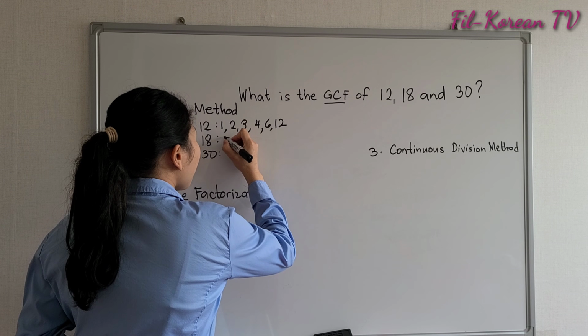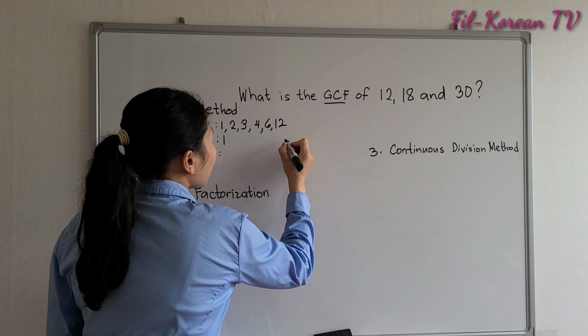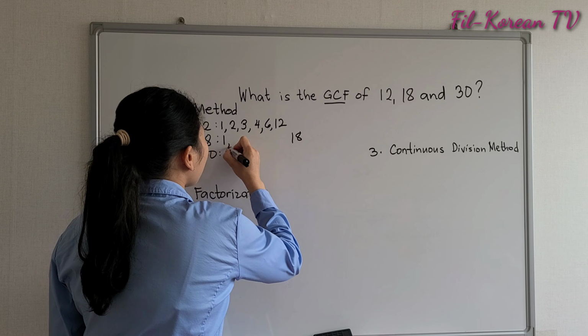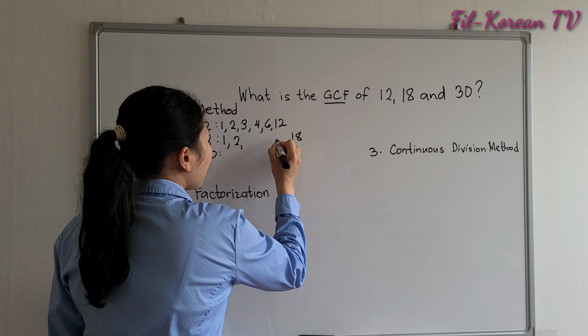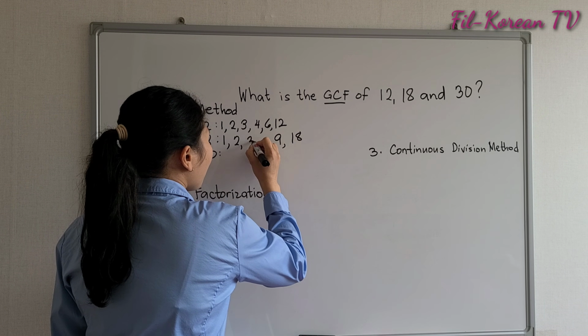Let's find the factors of 18. 2 and 9. 3 and 6.